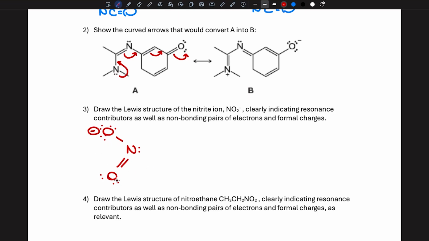But the question is, why did I decide to give this oxygen a single bond and this oxygen a double bond? Am I wrong by doing it the other way around? No, I'd be just as correct. The issue is that it would be a resonance structure. And so to draw a resonance contributor, we can actually draw this reversed. We can switch our double bond. And so the double bond is now going to be on the upper oxygen, and the single bond is now going to be on the lower oxygen.